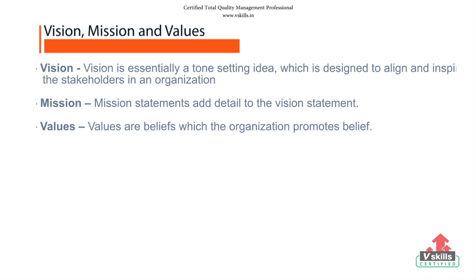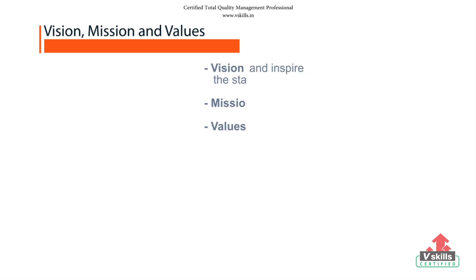Number 2 is mission. Mission statements add detail to the vision statement. It captures who the organization is and what it will do to achieve its vision. Number 3. Values. Values are beliefs which the organization promotes. They are an indication of the way in which mission will be delivered.